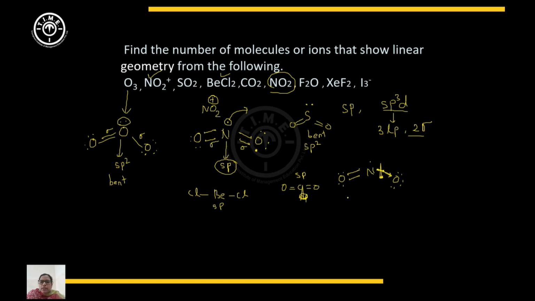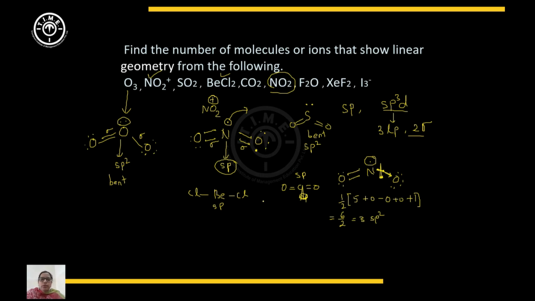To find the hybridization in NO2, we write 1 by 2. Valence electrons on nitrogen is 5. Monovalent atoms are 0. There is no cation, there is no anion, but 1 electron is left out on the nitrogen. So we can add that electron here. So this is equal to 6 by 2 is equal to 3. 3 means sp2. So it is not linear geometry.